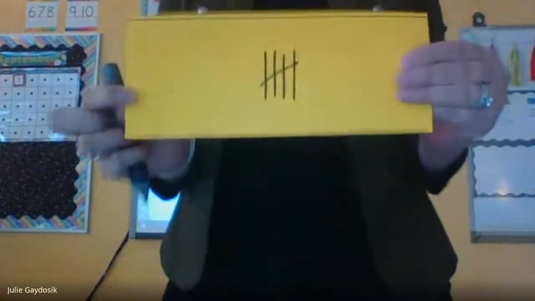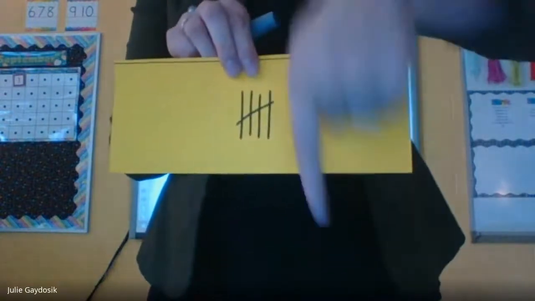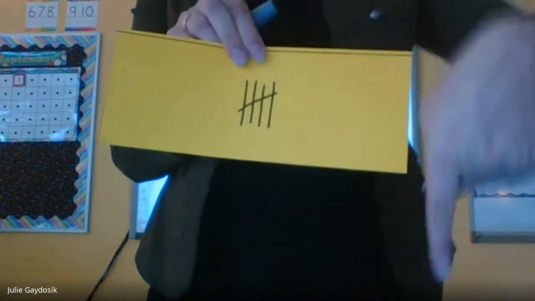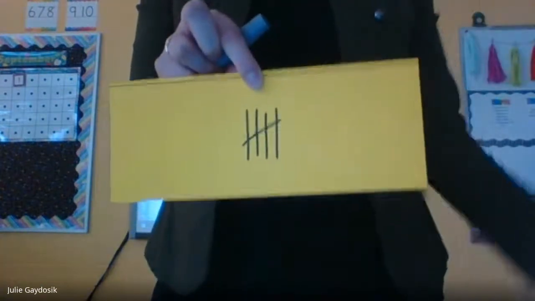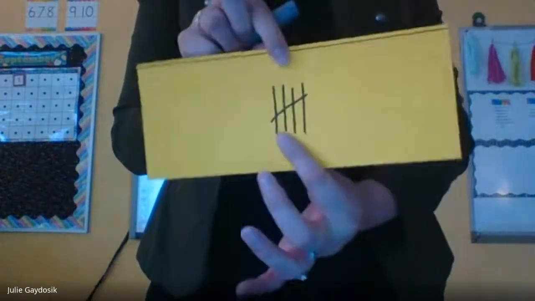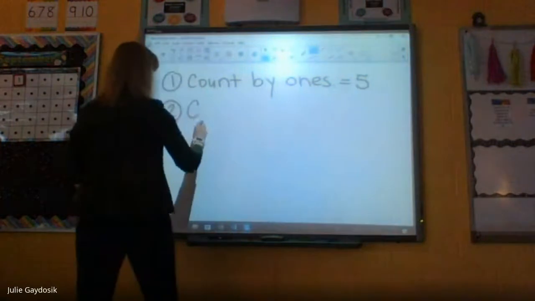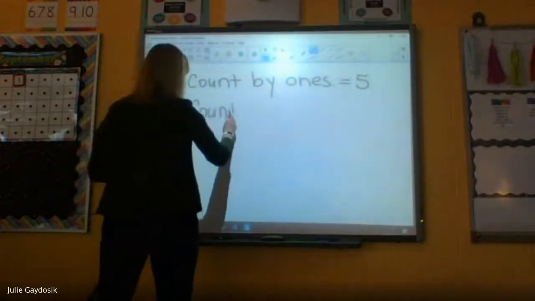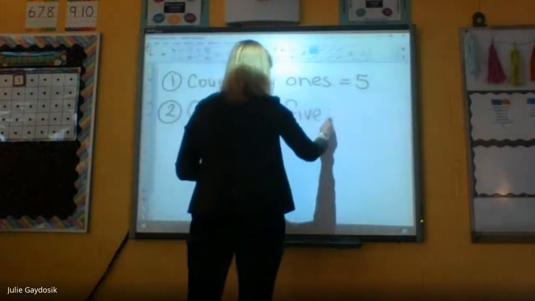Another way I thought of is I know that with 4 lines going up and down, 1, 2, 3, 4, and then the slash through, that means 5. So you could totally count by 5s and just know this is a group of 5. I know that's a group of 5. So I can count by 5s.